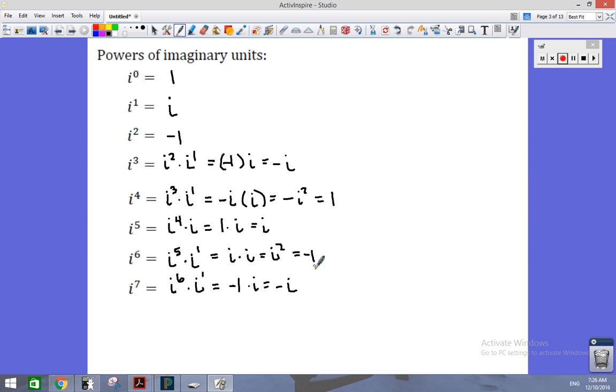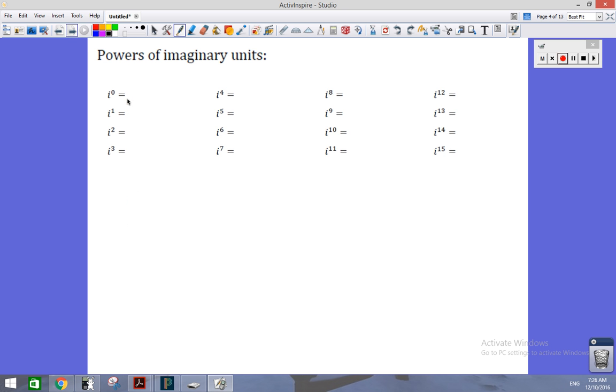Well, is there anything that we recognize? And hopefully you do. And the notes do not list the powers of i just vertically like this. They list it in groups of 4. So what we've seen is that we've got i to the 0 was 1, i to the first power is i, i squared was negative 1, and i cubed was negative i.